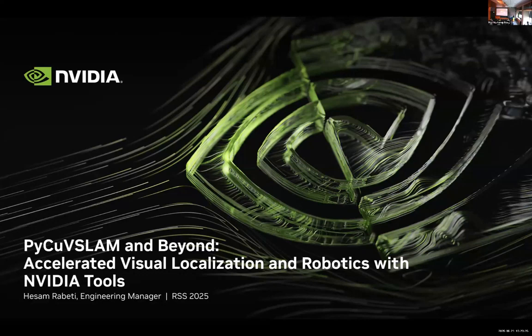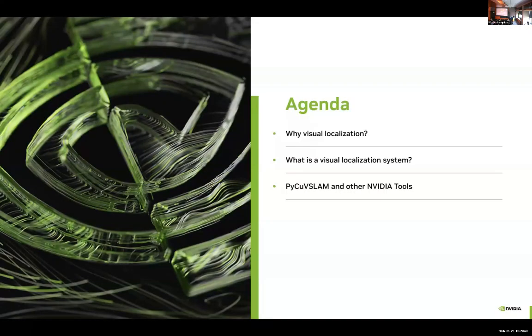I'm here to talk about pyCuVSLAM, some of my experience accelerating SLAM systems, and also a lot of the tool sets that NVIDIA provides for robotics. Robotics is a big focus of NVIDIA, and I'd like to talk about all the different tools that NVIDIA provides to accelerate development. So I'll talk about why visual localization, what is a visual localization system, and then I'll talk about pyCuVSLAM, and then also go into some of the other NVIDIA tools provided for robotics.